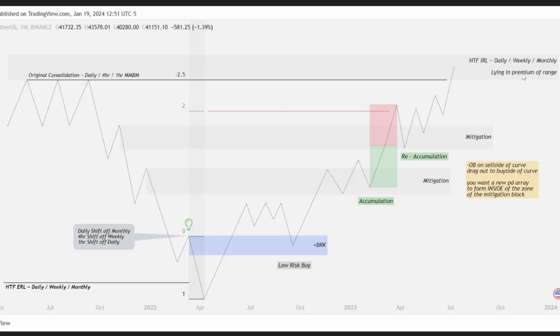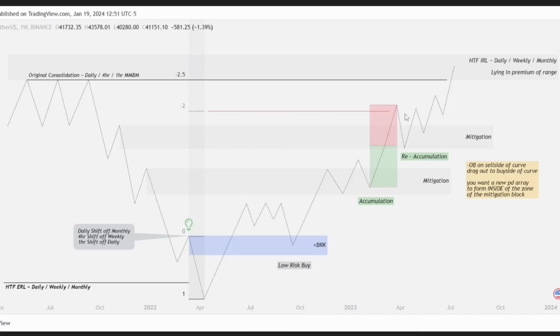And what you would be looking for is the fair value gap or the internal range liquidity pool to be lying in premium of the range, from the swing low that took out the external to the most recent energetic swing high. And in the move towards our draw on liquidity, you could use order blocks that are resting on the sell side of the curve as potential mitigation blocks to look for PD arrays to form inside of these areas in price. And these could be labeled as your accumulation, or on top of that, reaccumulation, for price to then finalize and reach its original consolidation internal range liquidity pool.